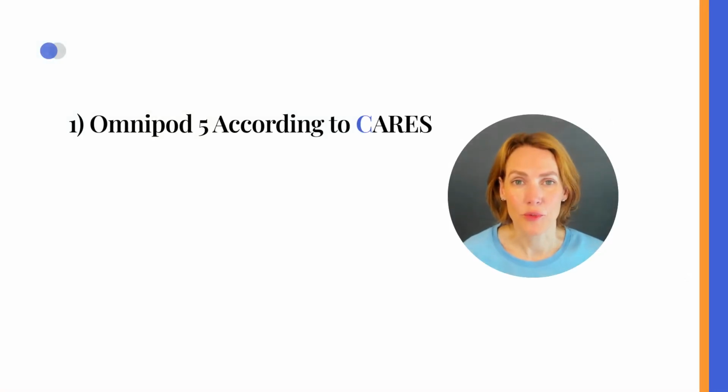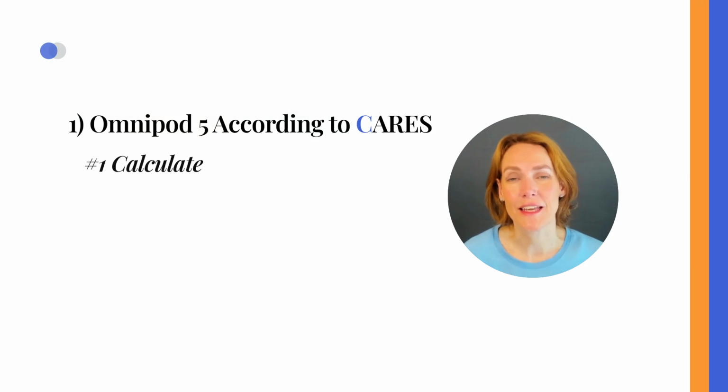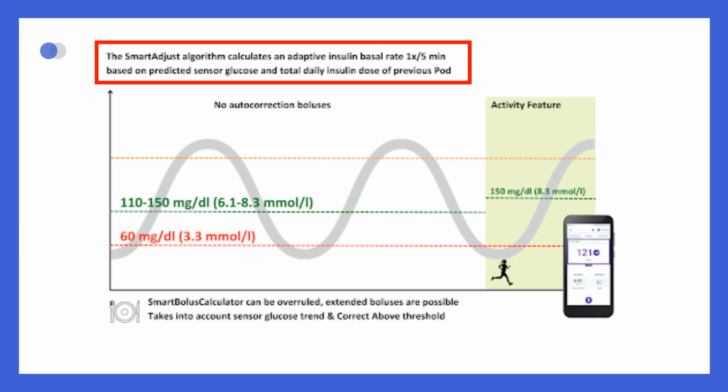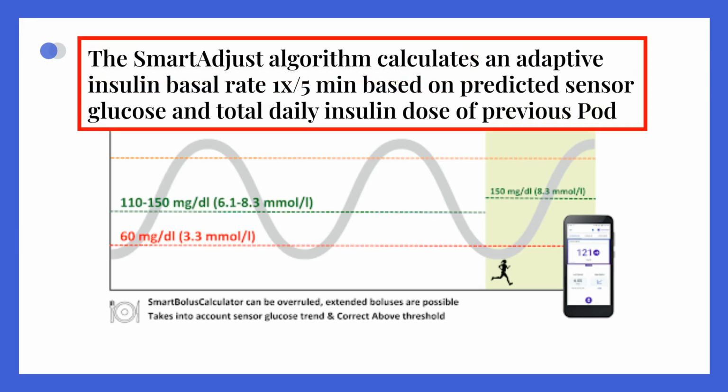1. Omnipod 5 according to CARES. Number 1. Calculate. The Omnipod 5 system operates as follows. The Smart Adjust algorithm calculates the basal insulin requirement or adaptive basal rate every 5 minutes.